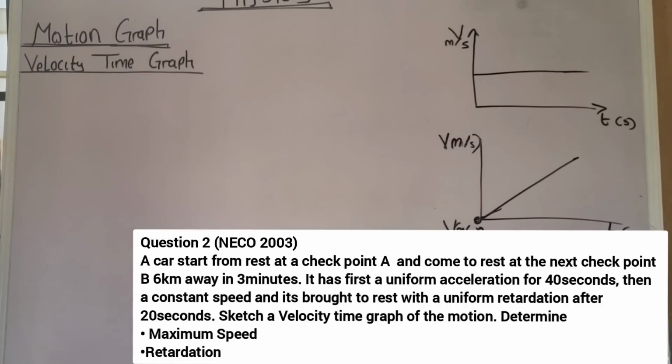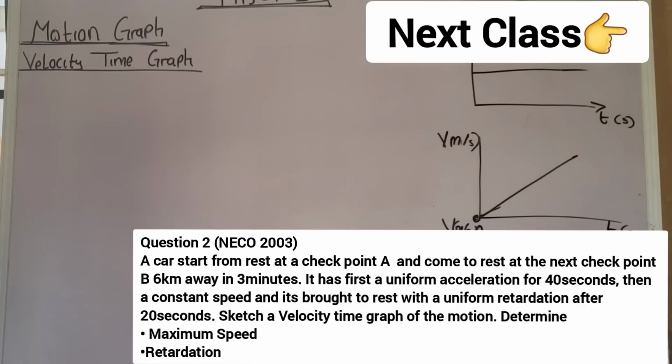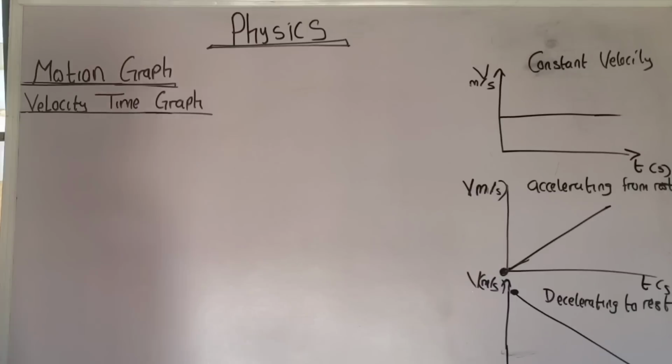Okay? So, question 2. A car starts from rest at a checkpoint A and comes to rest at the next checkpoint B, 6 kilometers away in 3 minutes. It has first a uniform acceleration for 40 seconds, then a constant speed, and is brought to rest with a uniform retardation after 20 seconds. Sketch a velocity time graph of the motion. That's the first question. Then we are asked to determine the maximum speed and the retardation. This is NECO 2003.